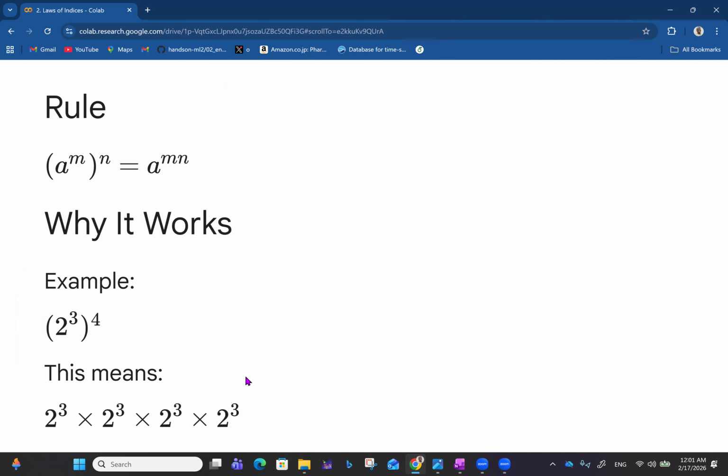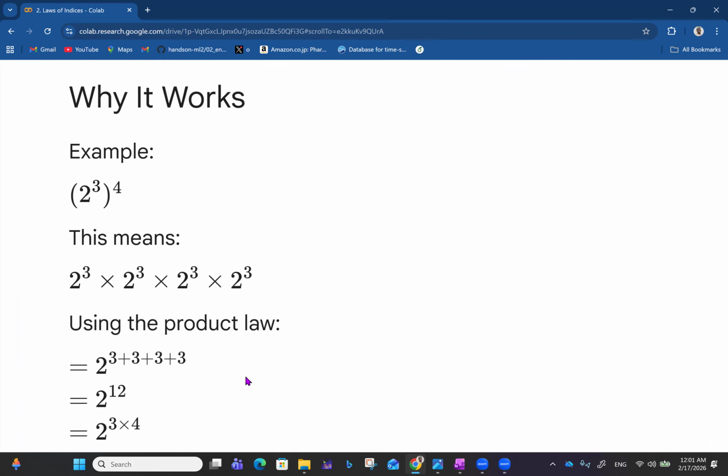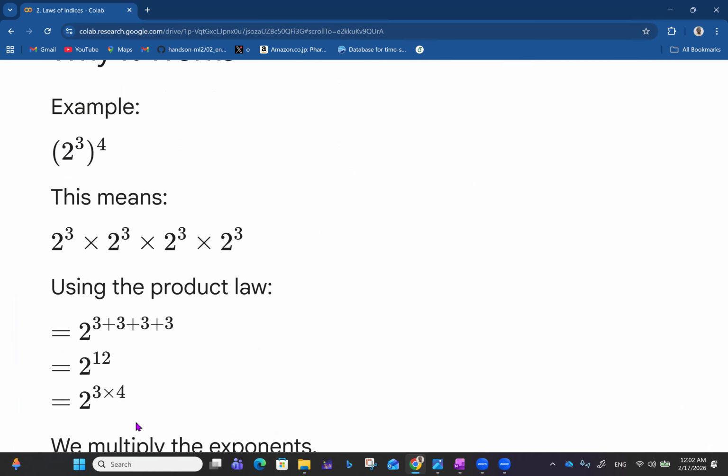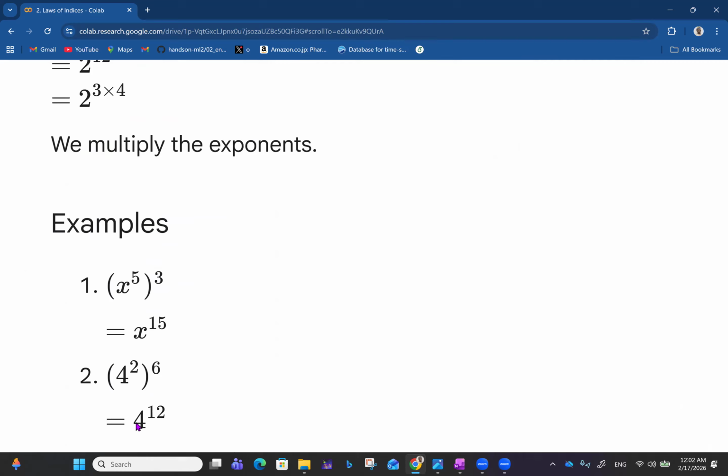So why does that work? Again, it works because if you have 2 raised power 3 raised power 4, that means you have 2 raised power 3 in 4 places. That means 2 raised power 3 times 2 raised power 3 times 2 raised power 3 times 2 raised power 3. So if you then add, based on the product law of indices, you have 2 raised power 3 plus 3 plus 3 plus 3. That's 2 raised power 12, which is simply the same thing as multiplying 3 and 4. You have 2 raised power 3 times 4, and that is 2 raised power 12. So we simply multiply the exponents.